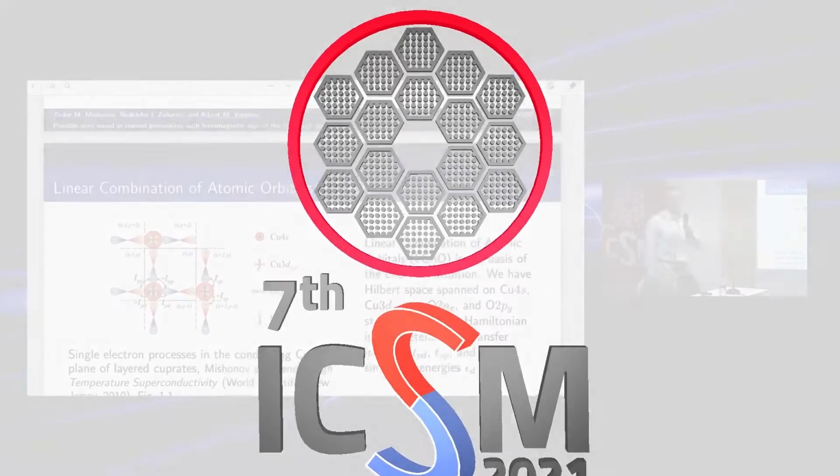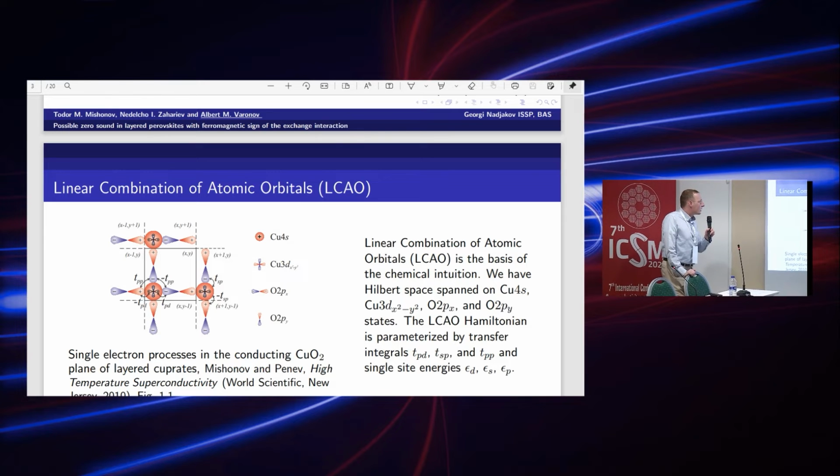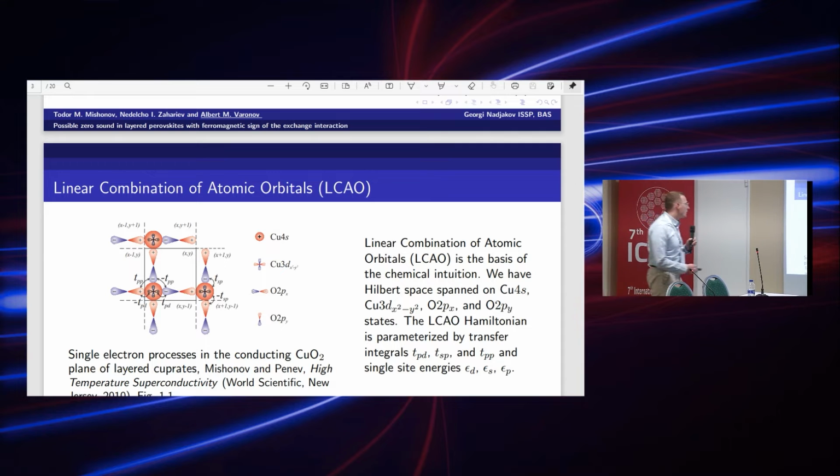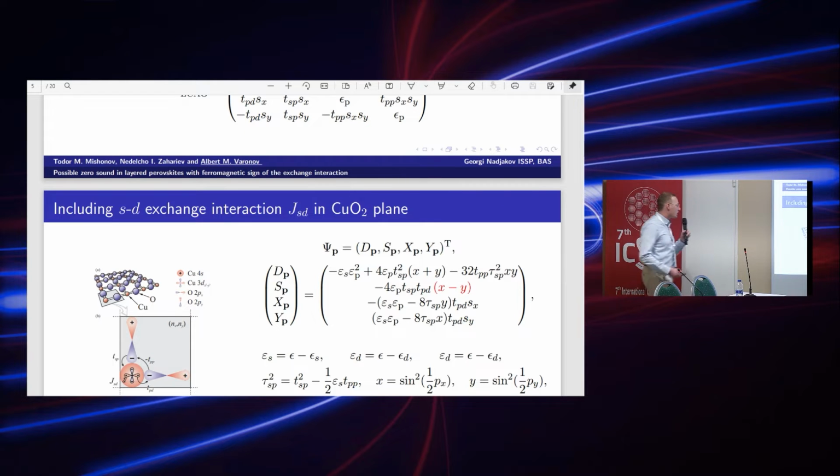Taken from LDA calculations alongside the single site energies, where the Coulomb repulsion of the electrons has been taken into account. This is the wave function in Hamiltonian. It's not in P representation, it's in R representation, with the wave functions and their amplitudes. And there is this wave function in P representation.